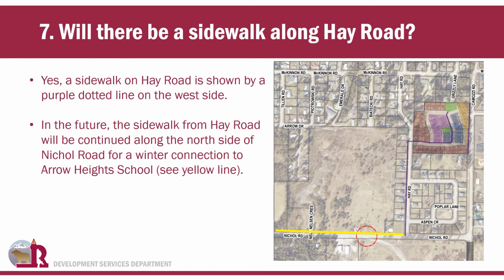Community members asked if there would be a sidewalk provided along Hay Road. The answer is yes. The purple dotted line on the map represents the location of the sidewalk. This would be constructed at a cost to the developer. The yellow line represents a future sidewalk the city is considering in order to provide a winter connection to Arrow Heights School.